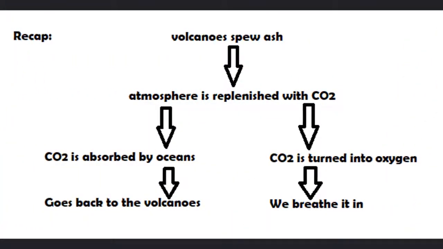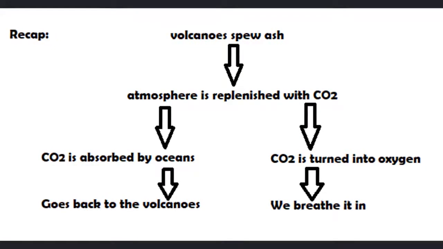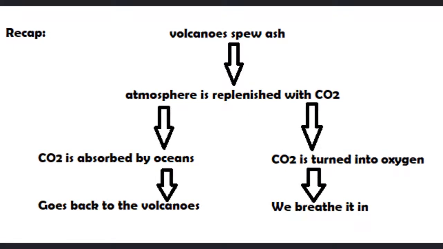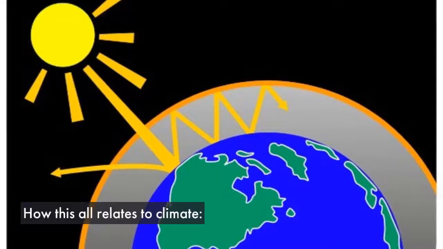Let's do a quick recap. Volcanoes spew ash, which replenishes our atmosphere with CO2. This CO2 is then absorbed by the oceans and goes back to the volcanoes, or is turned into oxygen through photosynthesis and we breathe it in. Now let's look at how this all relates to climate.